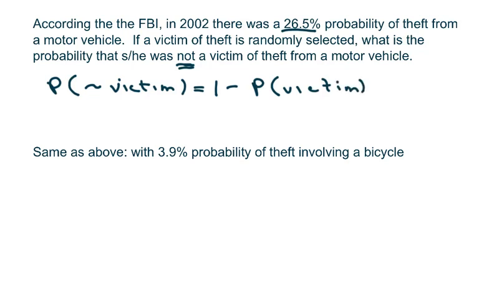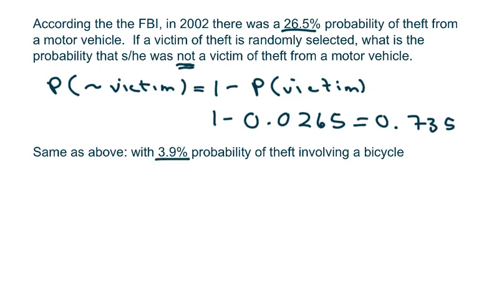So that's just going to be 1 minus 0.0265, which equals 0.735. And then we have another problem, the same thing, but the probability is 3.9% of a theft involving a bicycle instead of a car.